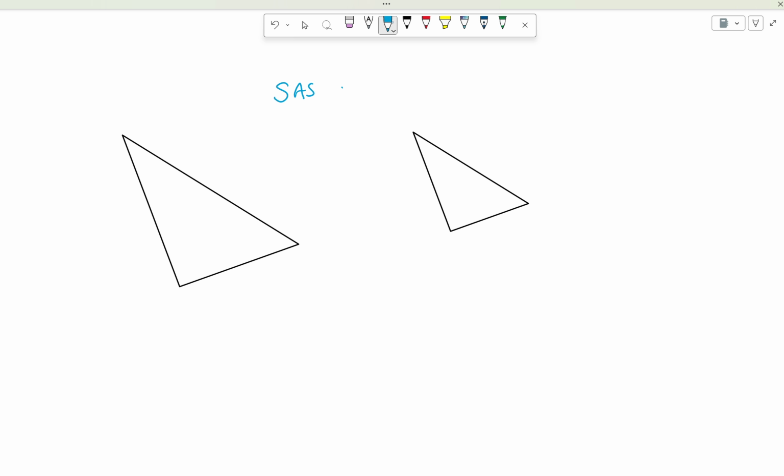Here we go. SAS similarity. And we work like this. I'm going to have triangle XYZ and then triangle MNP. Right. Now, are these similar? I don't know yet. Okay. And here's what I would need to know. First of all, I would need congruent corresponding angles. So we have X and M in this case.